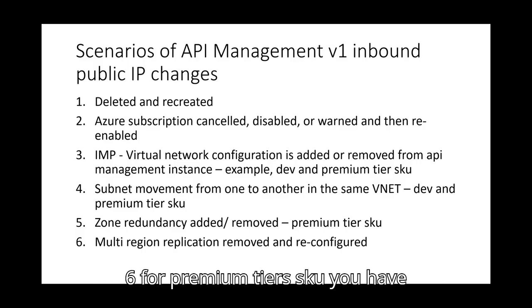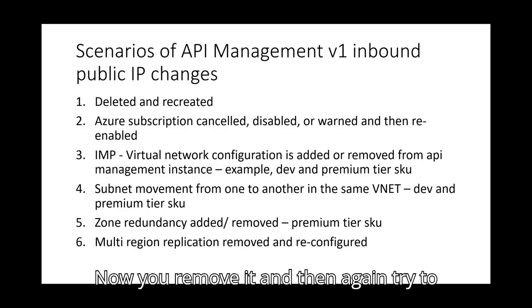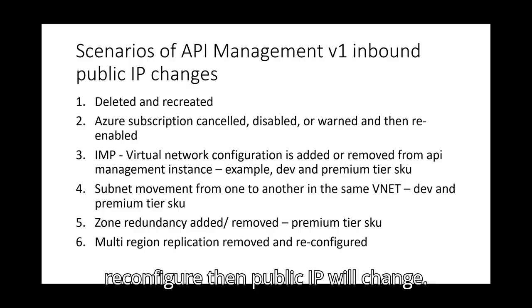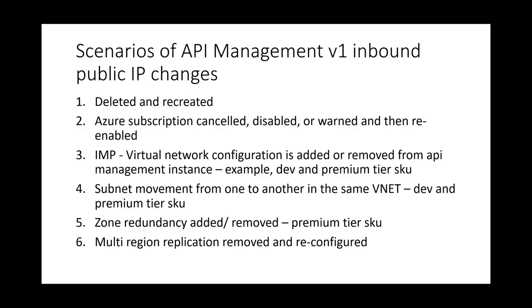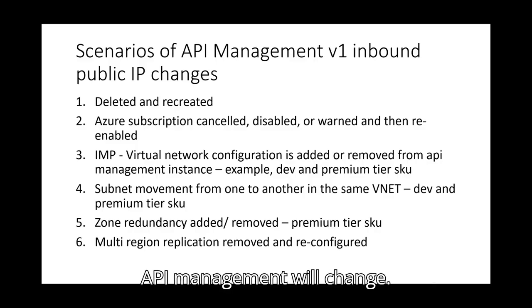Point number six, for premium tier SKU, you have an option to configure multi-region replication. Now let's say you already have multi-region replication configured. Now you remove it and then try to reconfigure it again, then the public IP will change. So there are many scenarios in which the public IP of API management will change.